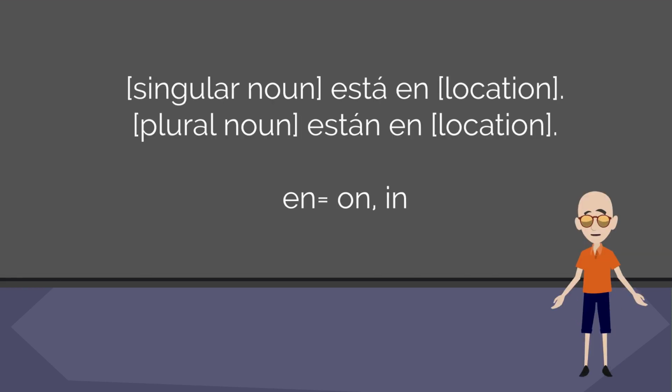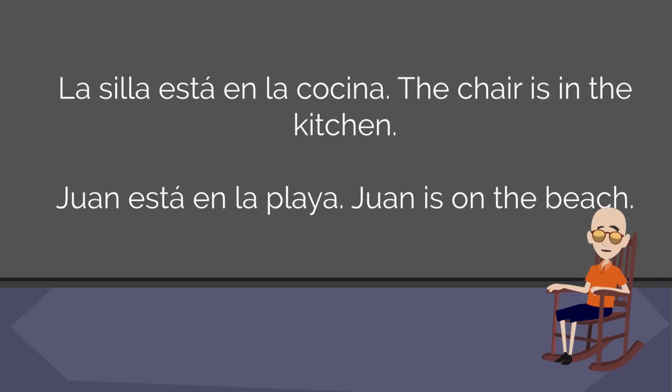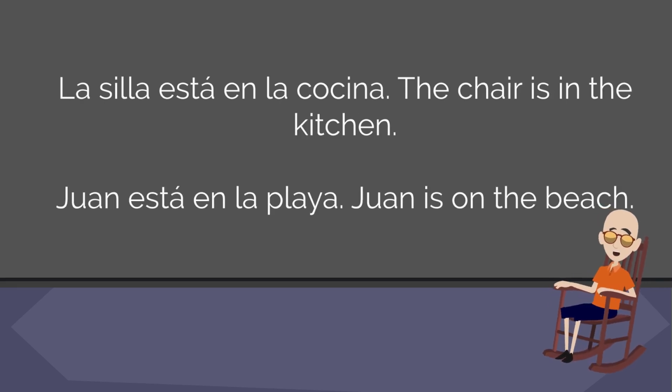All right, now we're going to talk about making statements with this verb. When somebody asks us, where is the chair? We want to be able to say the chair is in the kitchen. These are two simple plug-and-play phrases you can use to do that. There's one for a singular item and one for a plural item. Here are two examples. La silla está en la cocina. The chair is in the kitchen.